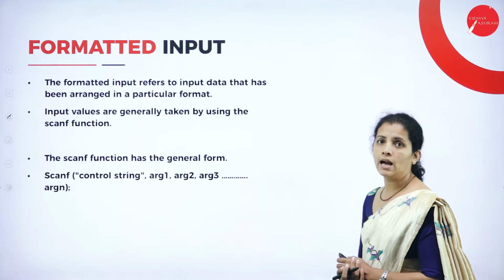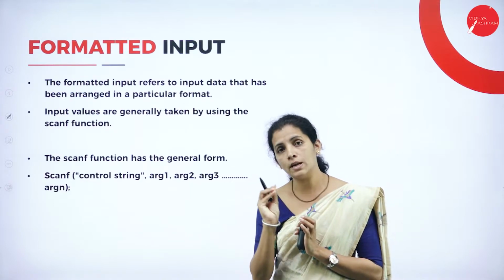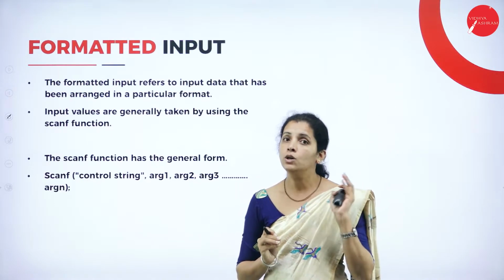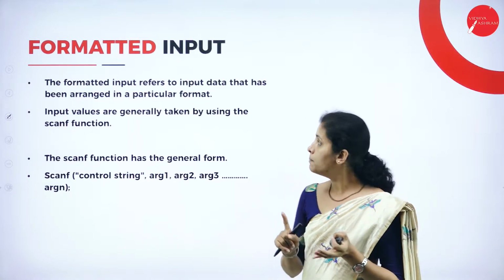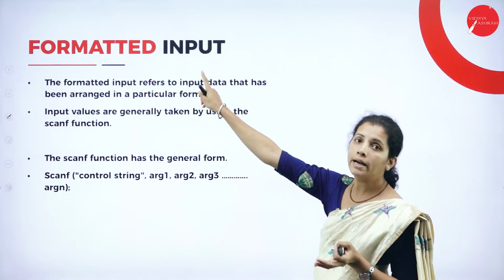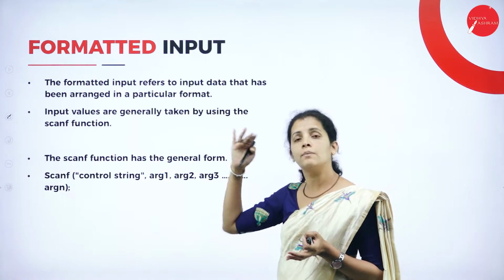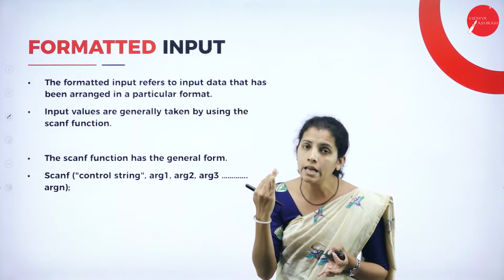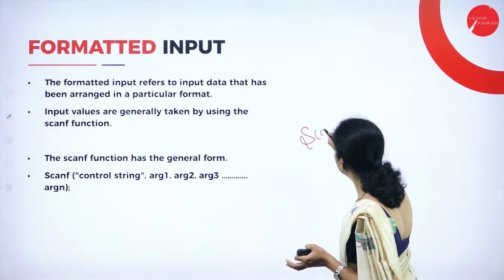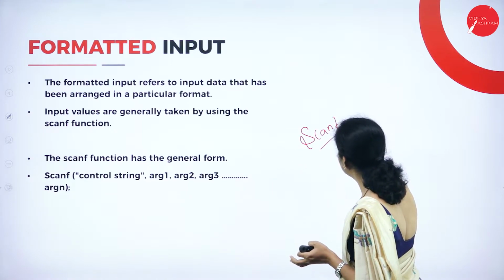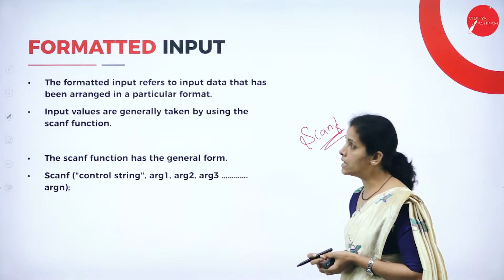Now, formatted input and output. Till now we discussed how to read a single character as well as how to write a single character. To read, getchar. To write, putchar. But what is this formatted input? Please remember here, suppose I want to input any data, then in a C program I'm going to use scanf. This is the function used to read the input from the keyboard.